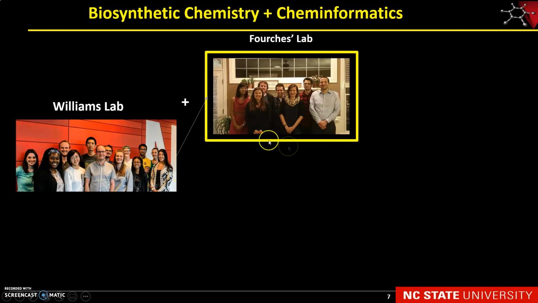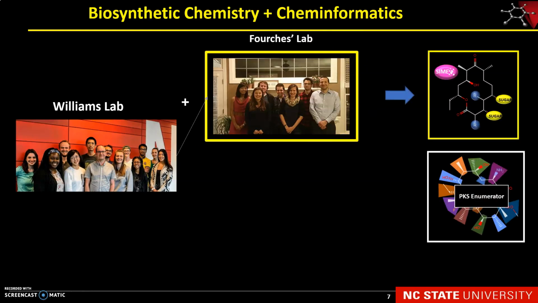This is my lab, the FOURCHES lab. We focus on the computational aspect of it. So the collaboration between the Williams lab and the FOURCHES lab led to the development of SIME and PKS enumerator. I have already discussed the PKS enumerator in my second year talk, so I won't be going over that in this presentation. So I'll be mainly talking about SIME.